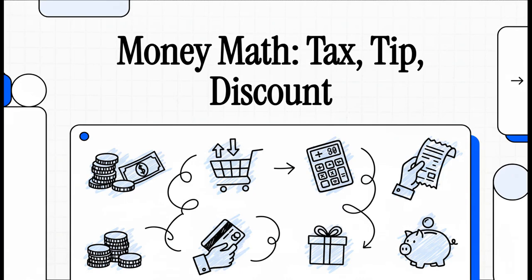Okay, let's talk about that moment. You know the one. You're staring at a receipt or a price tag, trying to figure out the final cost in your head. It's that little bit of mental gymnastics with taxes, tips, and discounts that can sometimes just trip you up. Well, in this explainer, we're going to demystify all of it with one surprisingly simple two-step trick.